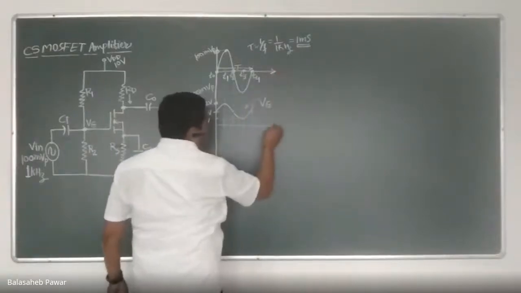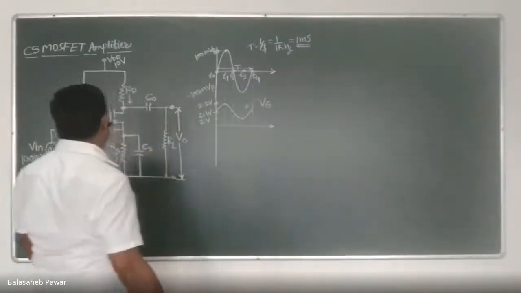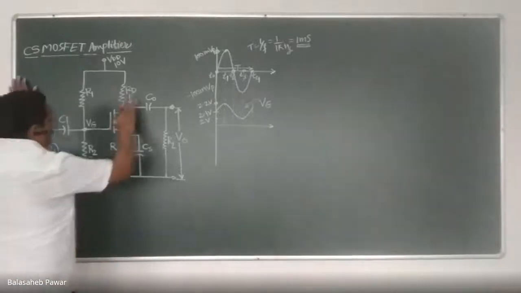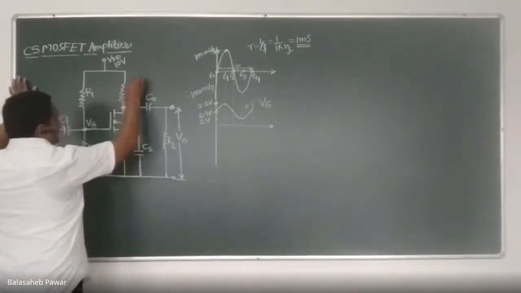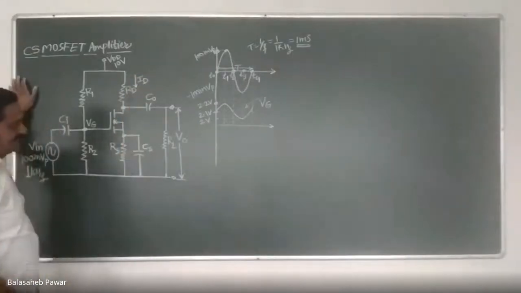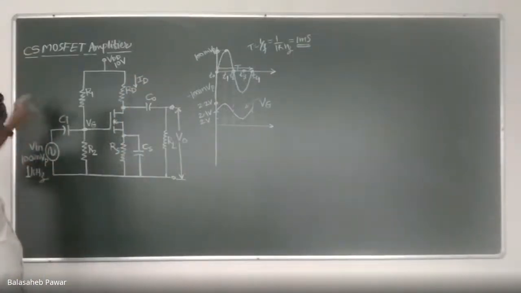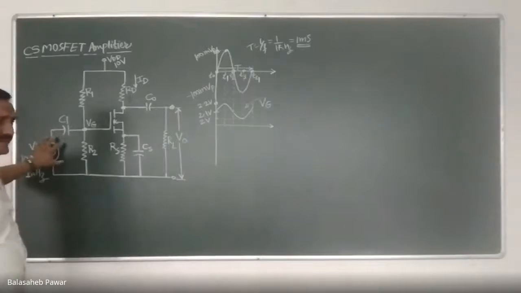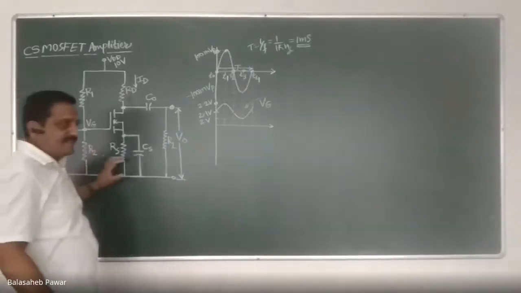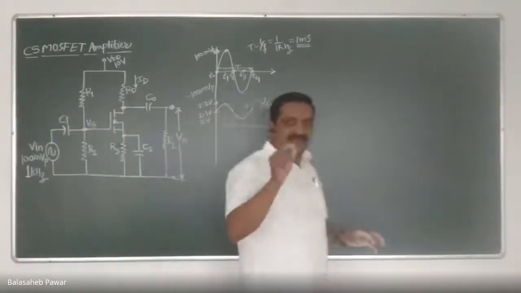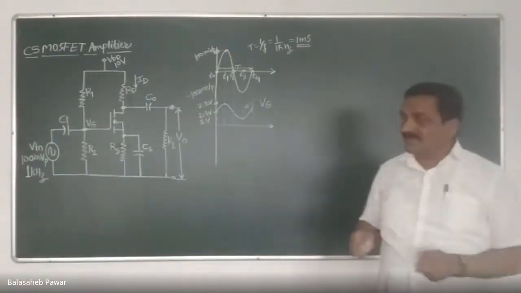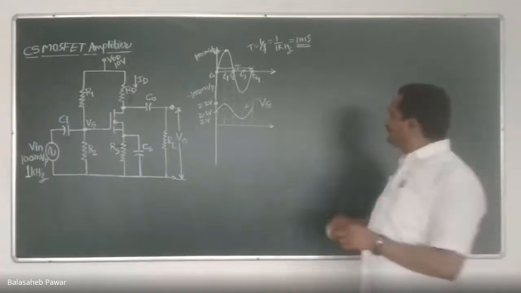Okay. Now next, I will check what will be the effect on whatever current is flowing through this RD. We will call it ID, the drain current. Again, in the absence of the input signal, that is the sine wave, what will be the nature of ID?